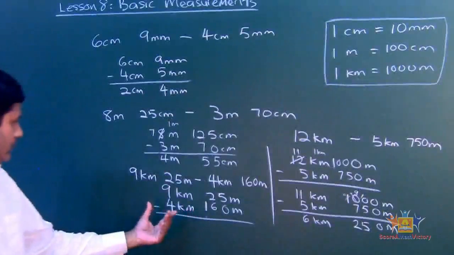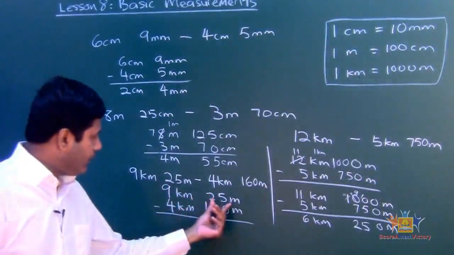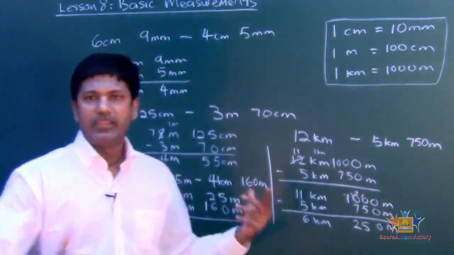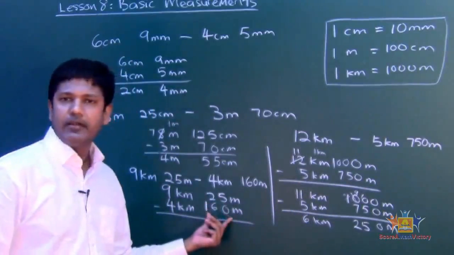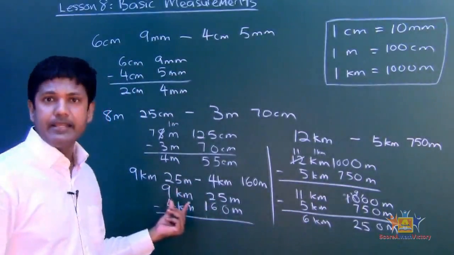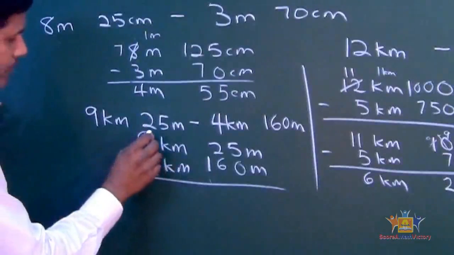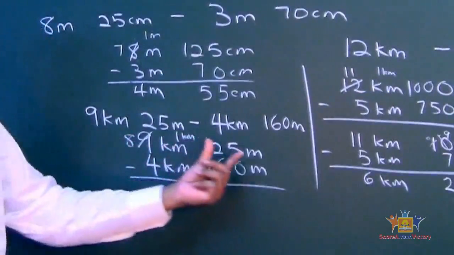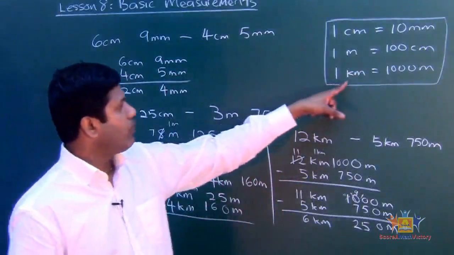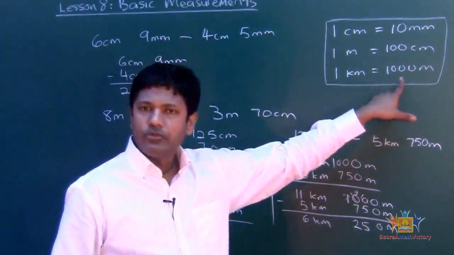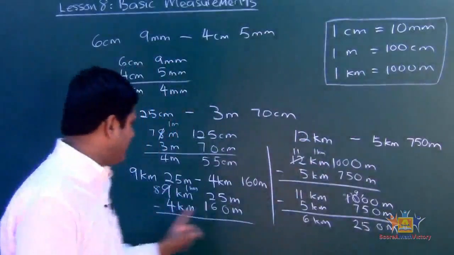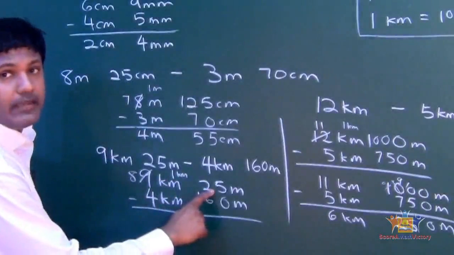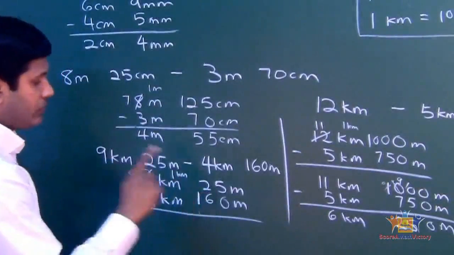Now look at this. You got 25 meters, you're subtracting with 160 meters. And you can't because this one's smaller, this one's bigger. So you have to borrow 1 from 9, from the kilometer. So you make 9 becomes 8. You take the 1 kilometer and you want to change it to meters. You know that 1 kilometer equals to what? 1000 meters. That means I'm going to take the 1000 meters, adding it to the 25 meters. That's just very important.